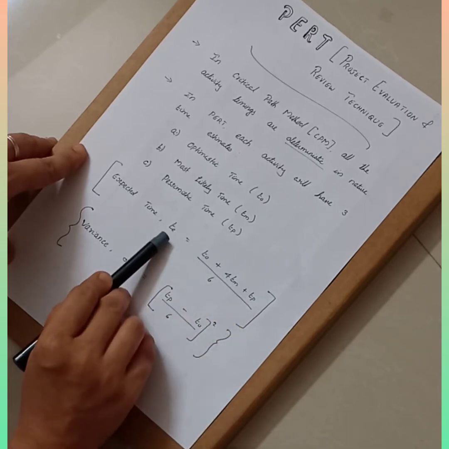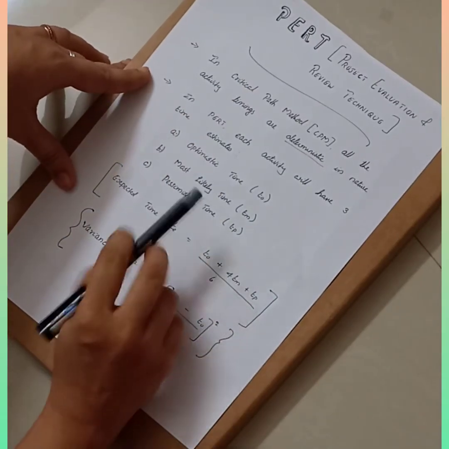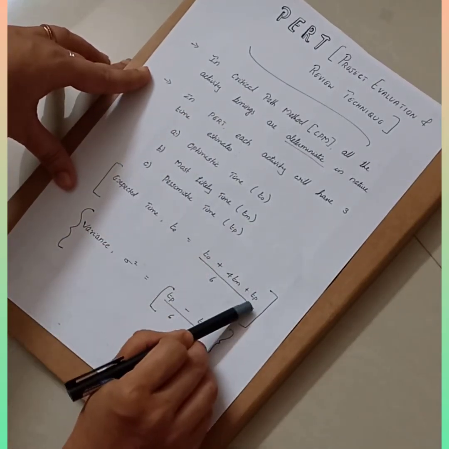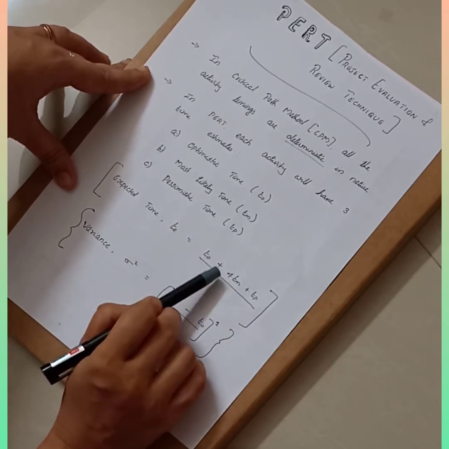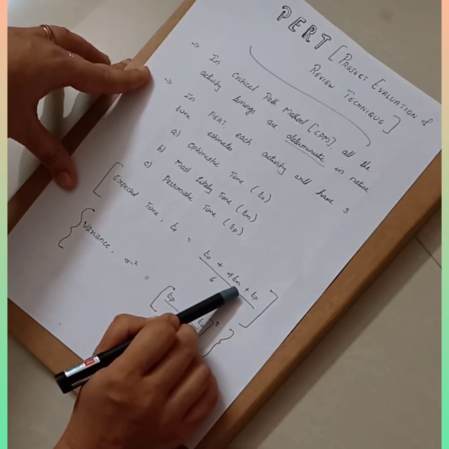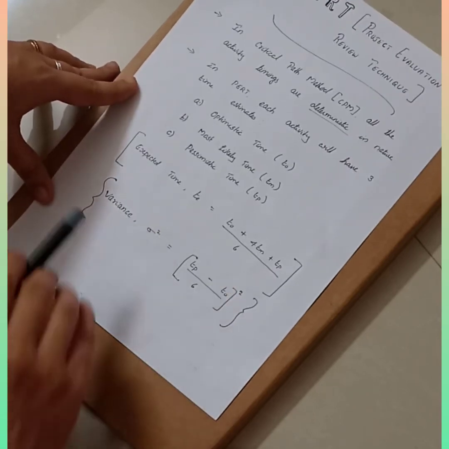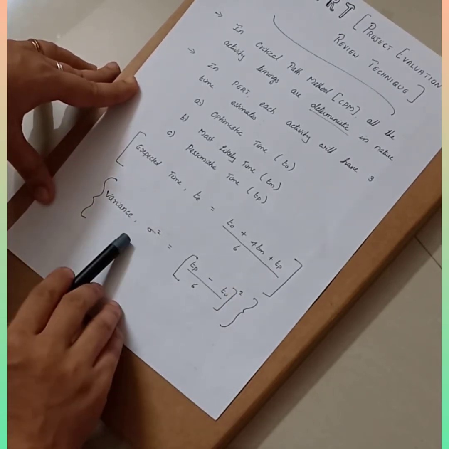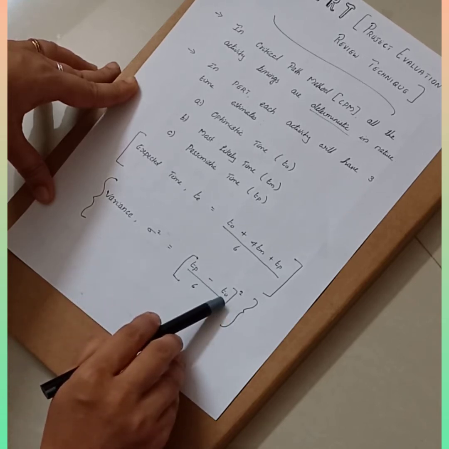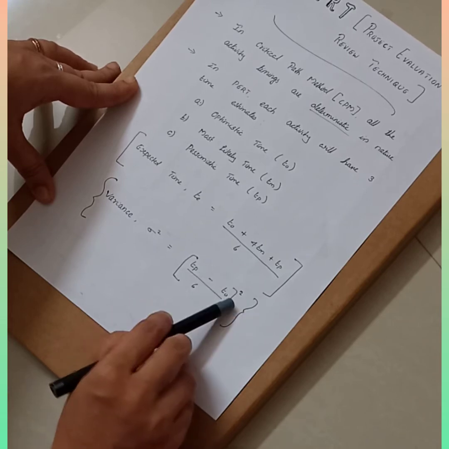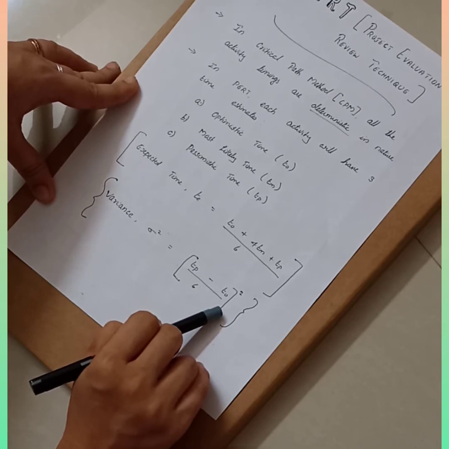Here TE refers to the expected time, TO refers to optimistic time, TM refers to most likely time and TP refers to pessimistic time. So expected time is equal to optimistic time plus 4 times most likely time plus pessimistic time, the whole divided by 6. And then you have another formula for variance, and variance is given by sigma squared is equal to pessimistic time minus optimistic time divided by 6, the whole squared. These are the two formulas which you need to remember while solving a problem using PERT.